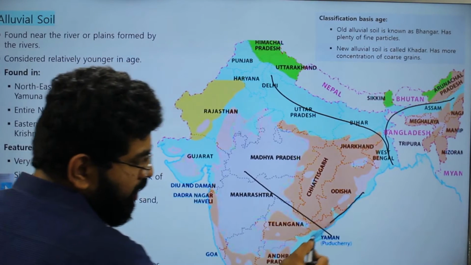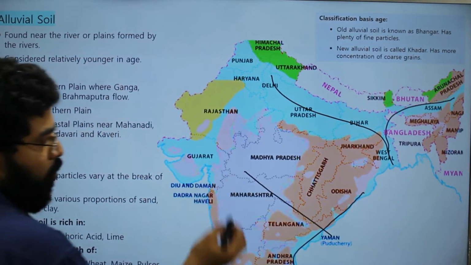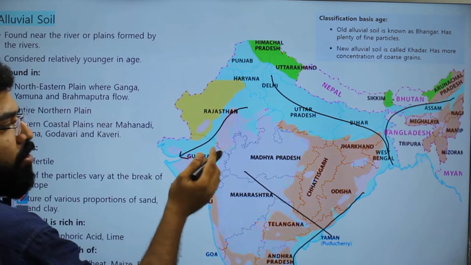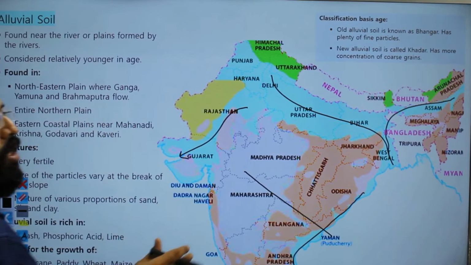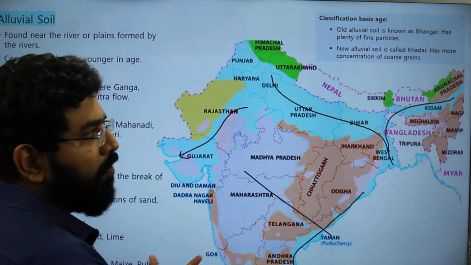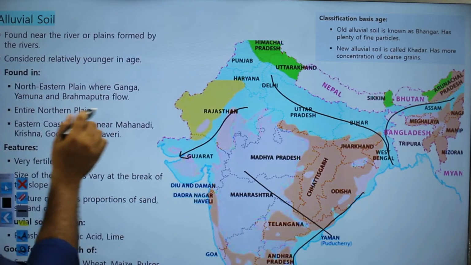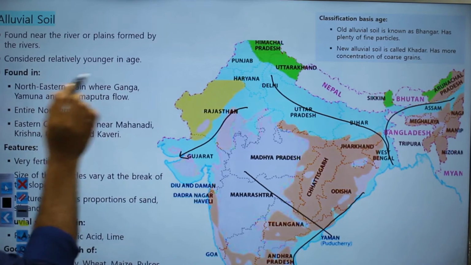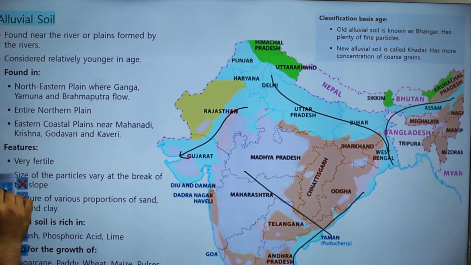So here in the coastal areas you have your alluvial soil. Then your west flowing rivers flow here, so these rivers also create alluvial soil. This entire region where I have drawn here is the region where you will find the alluvial soil. So northeastern plain, northern plain, east coastal plains, Krishna, Godavari, Kaveri, Ganga, Brahmaputra, Yamuna. So those are your plains.